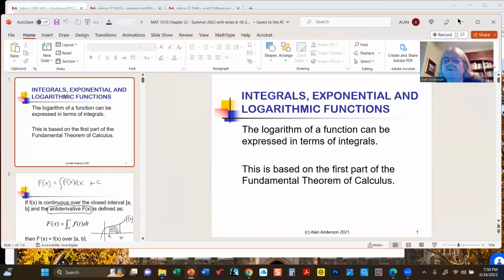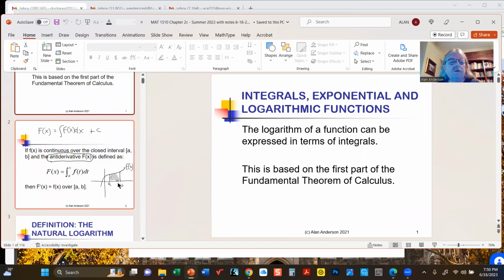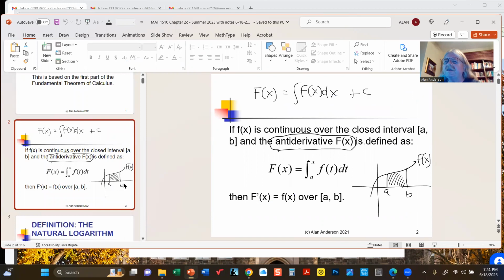Okay, so let's get back to section 2C, where we're looking at integrals, exponential, and logarithmic functions. We're going to start by defining the natural log of x in terms of integrals. And this is coming directly from the first part of the fundamental theorem of calculus, which is what justifies our ability to calculate the area under a curve down to the x-axis between the interval A, B. As we've seen, that shaded region you're seeing there is equal to the integral between A and B.